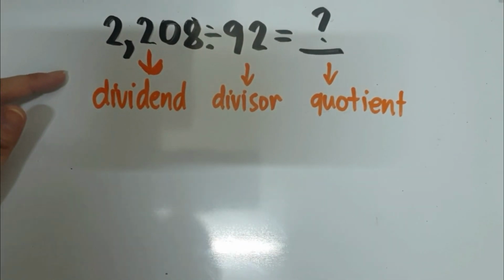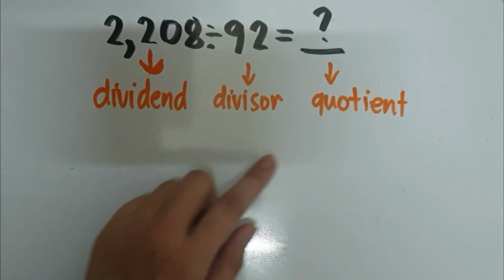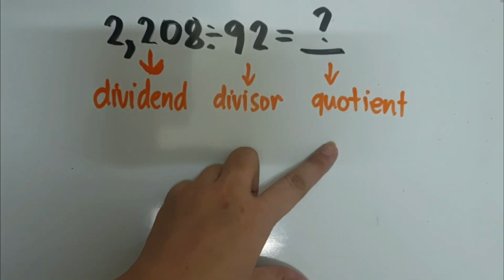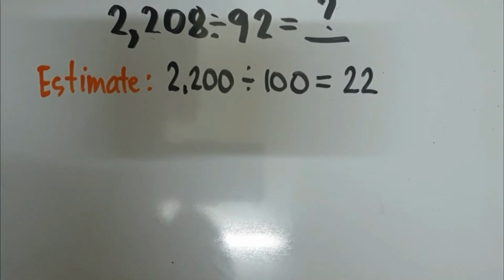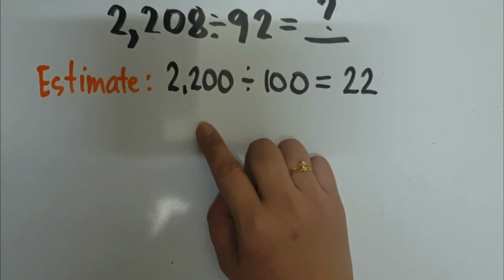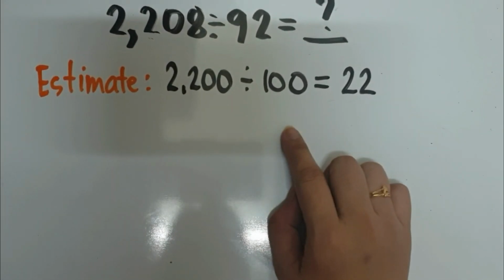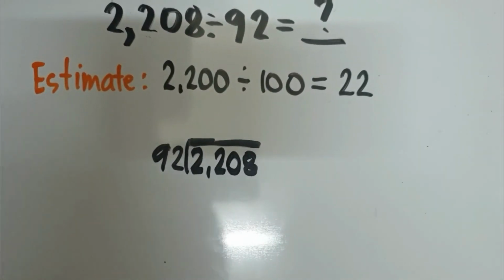2,208, or the number that we divide, is called the dividend. 92, the number that is used to divide the dividend, is called the divisor, and the answer to the division problem is called a quotient. To estimate this, we can use the compatible numbers 2,200 divided by 100 equals 22. Now let us divide.